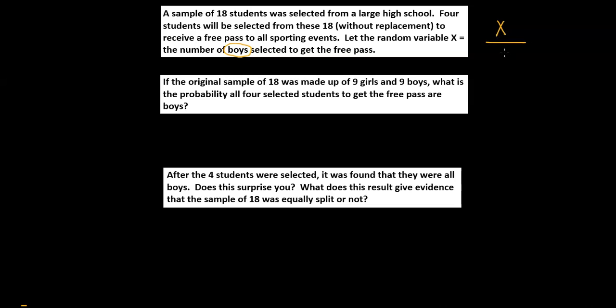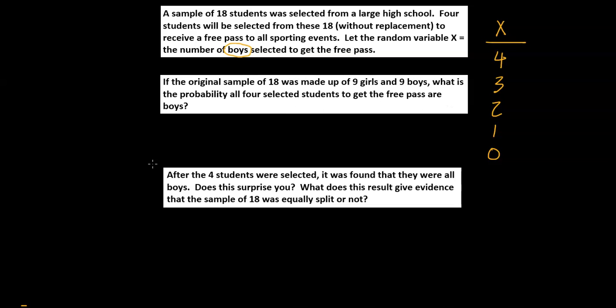All right, so if X is the number of boys that get a free pass, it could be all 4 of them, 3 of them, 2 of them, 1 of them, or none of them. And I can also look at this through the perspective of girls. If 0 boys, then it's 4 girls; 1 boy, 3 girls; 2 boys, 2 girls; 3 boys, 1 girl; 4 boys, no girls. But anyway, the question asks about boys. If the original sample of 18 had 9 boys and 9 girls, what is the probability that all 4 selected students to get the free pass are boys?